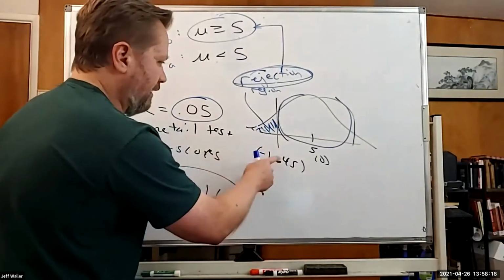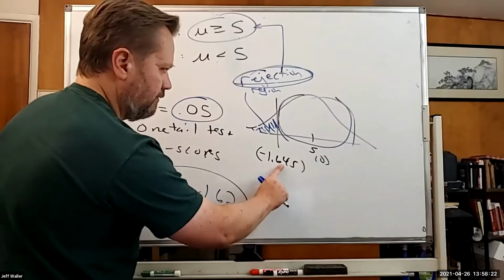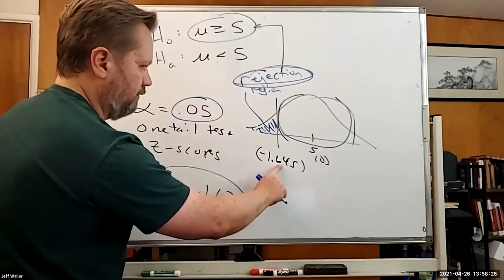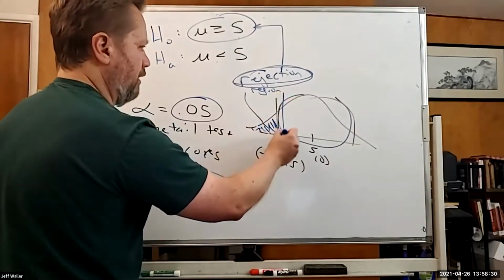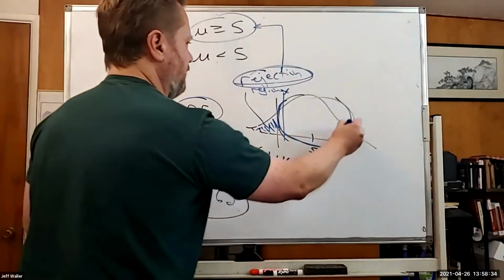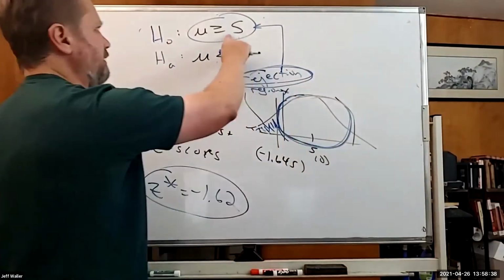What does it take to get in here? Don't I have to be below this? So is negative 1.62 more negative than negative 1.645? No. No, I made it like right here. So did I make it far enough away? Did I get out of this guy's territory? Did I make it far? No, I'm in his clutches.